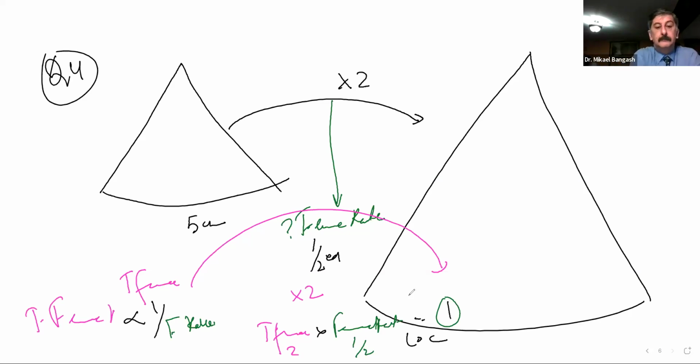Did that make sense? But had they given you the same data and asked what will happen to your T frame as you double the depth? Well, yes, it will increase twice. Did you get that? Yes.